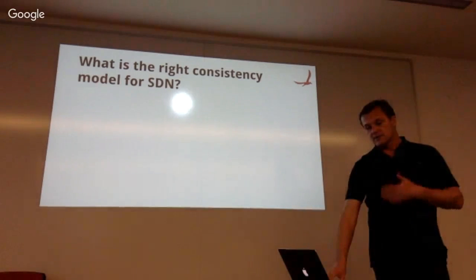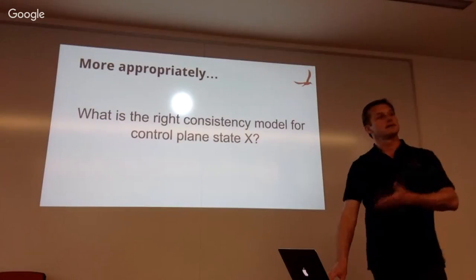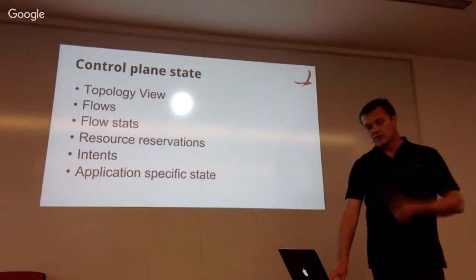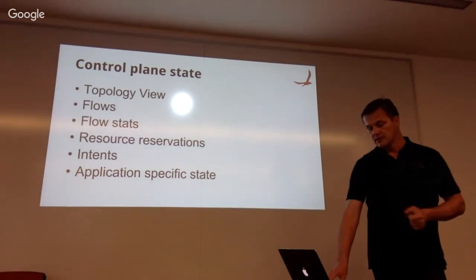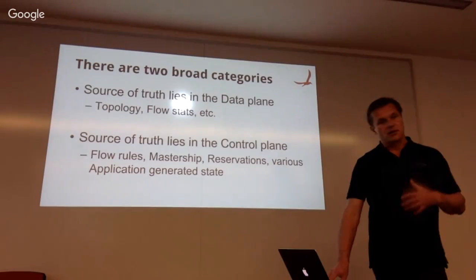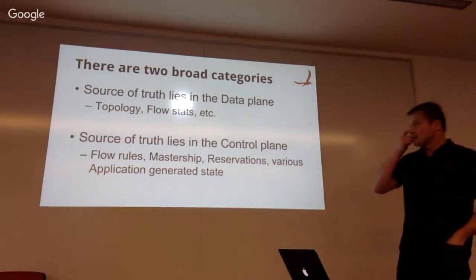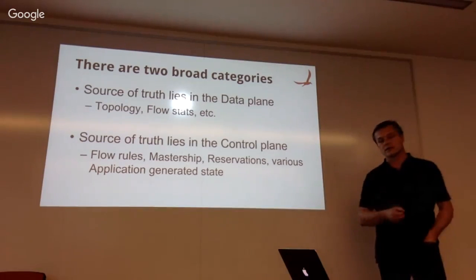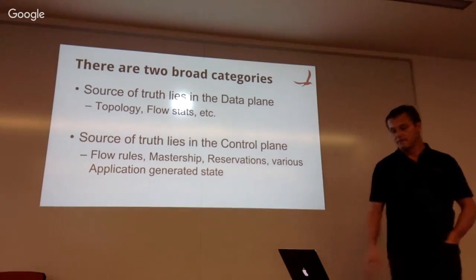So the idea here is, what is the right model for SDN? That really depends on what the right model is for the particular state. We talk about topology, flows, flow statistics, and how those are treated. Again, this is a reiteration of the philosophy that I talked about. The source of truth depends on where it lies, whether it lies in the data plane or in the control plane.